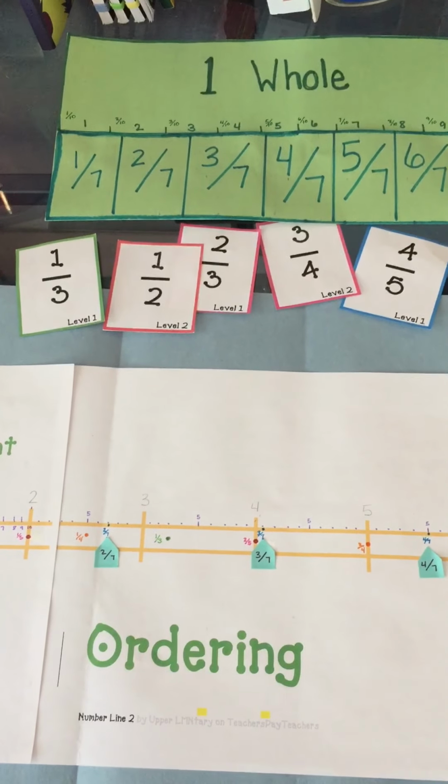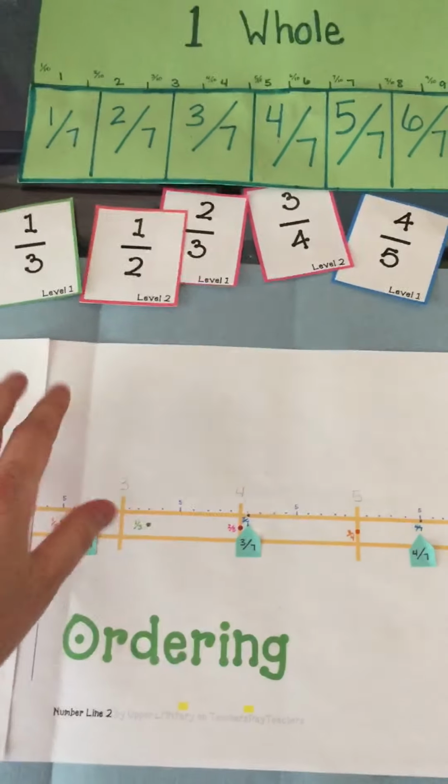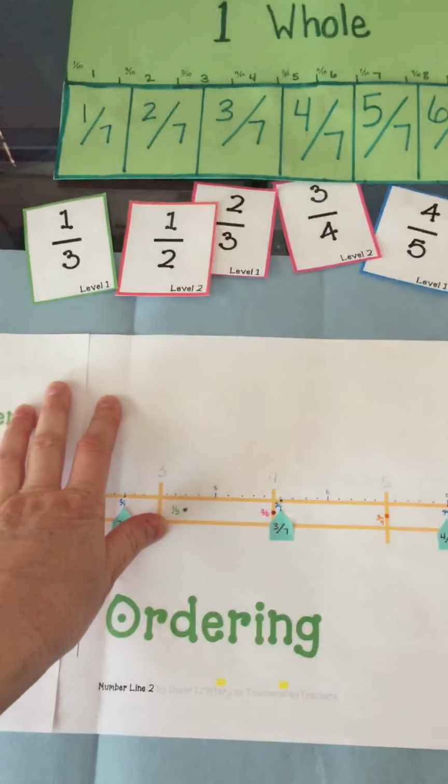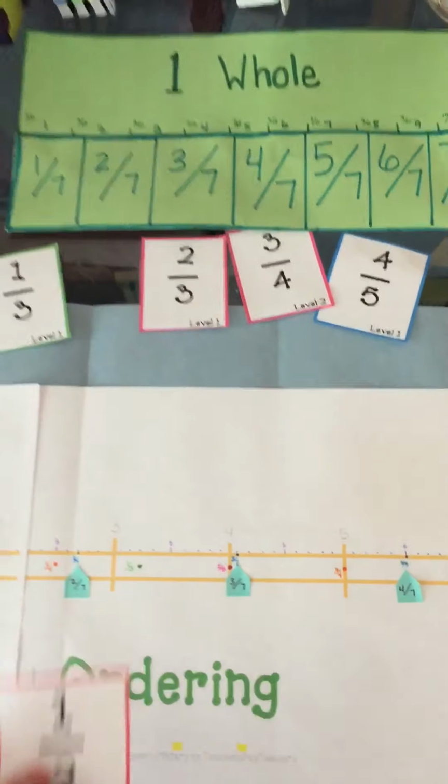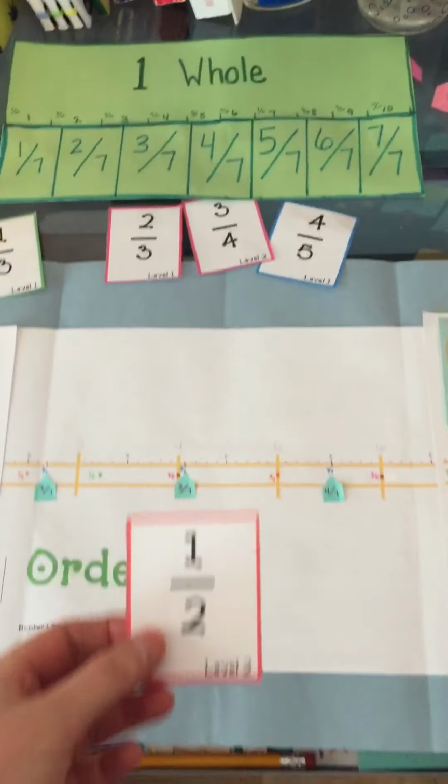Okay, so let's talk about the rest of these fraction cards. Let's start with the easiest one first. I'm going to start with a half. Where does a half go? It goes right in the middle.